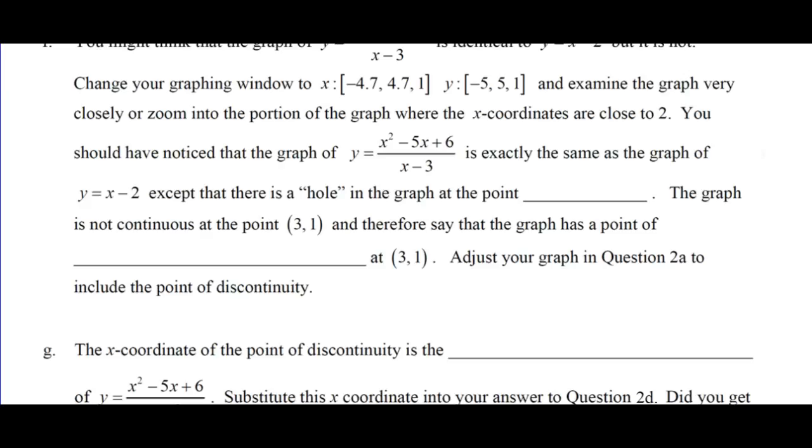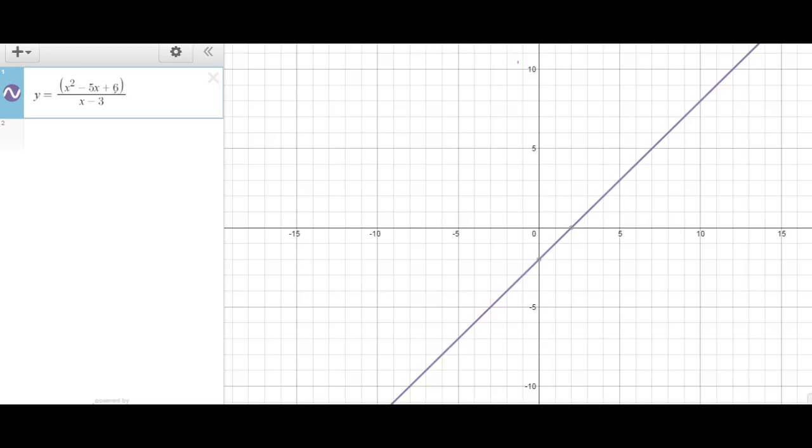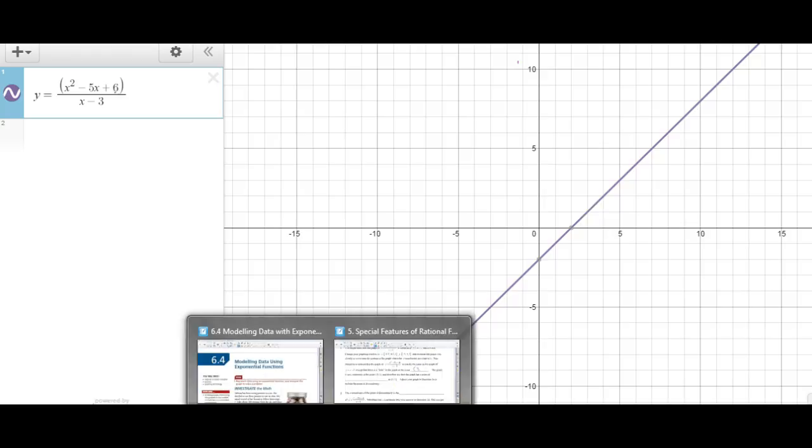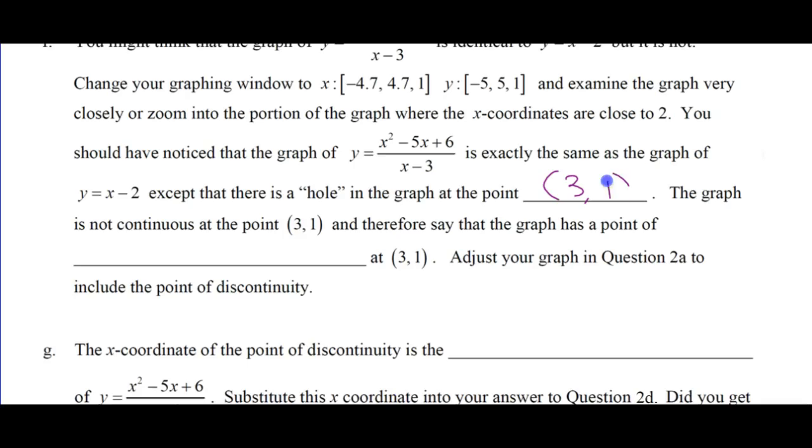Okay? We call it a hole in the graph. It's undefined, but only at that one point. The hole in the graph. At the point, and it's at the point, what, 3? Well, what would it be? So we're looking, here we go, 1, 2, 3, 1. It's at the point 3, 1. Okay? Because there is no point 3, 1 on this graph, actually. So at the point 3, 1.